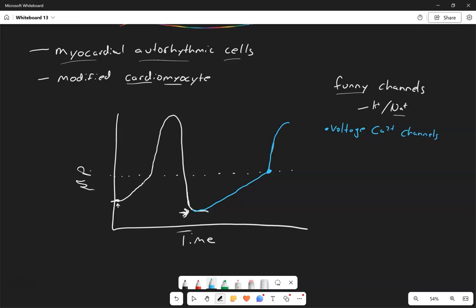And that cell's going to depolarize, and then it will repolarize, and then it will hit that state of hyperpolarization. And at hyperpolarization, those funny channels are going to open back up and the cell will creep back towards threshold, and then it will repeat the process. And as long as it generates an action potential and the cell hyperpolarizes, these funny channels will open back up, the cell will move back towards threshold, and the process repeats. Okay, so this is the spontaneous depolarization. This process here is the spontaneous depolarization, which is caused by those funny channels.